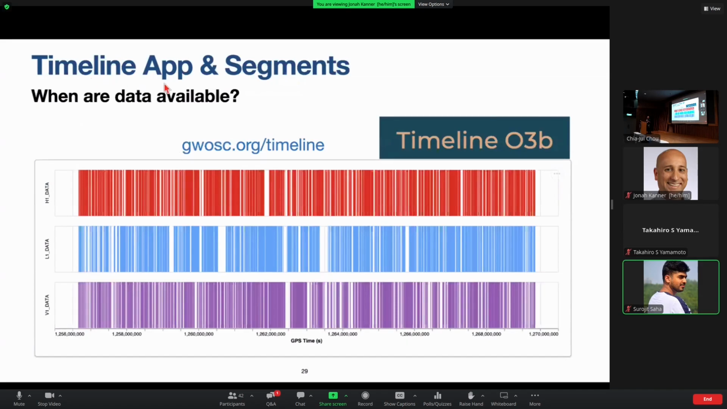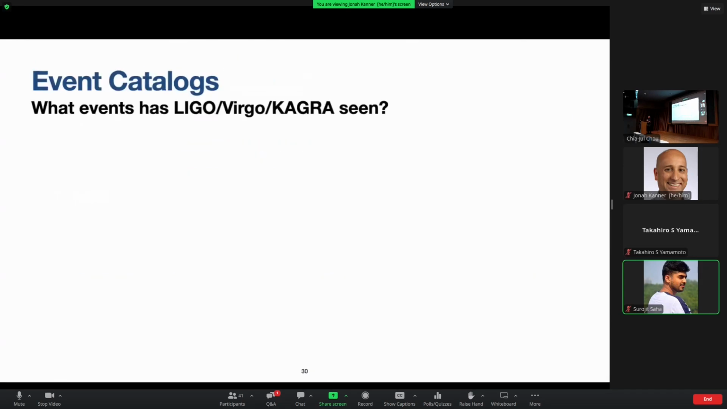So we provide this timeline app, guasc.org/timeline, and in the plot here, what you're seeing are times when data are available. The colored bars, like here's a big, thick color bar, show times when data are available, and the white gaps are times when data are not available. Here's a graphical representation, but of course you can download this as a text file or a JSON so that you've got start and stop times, so you know exactly when you should expect to find data or not. So a bit technical, but very important. You can't find data at times when it's not available.